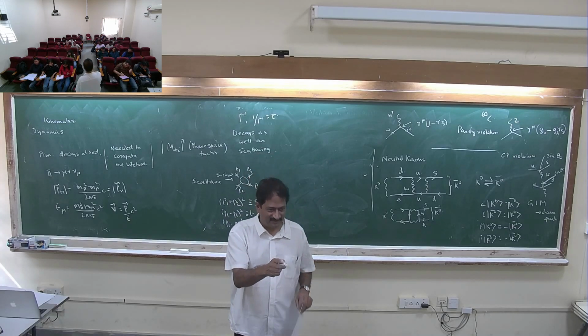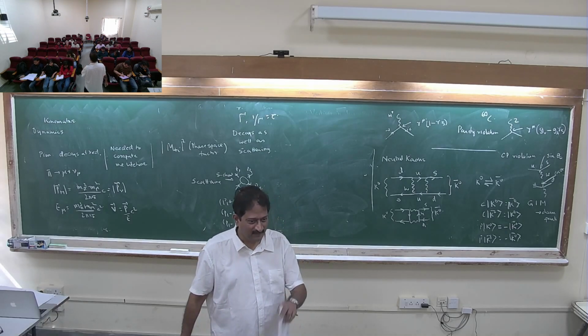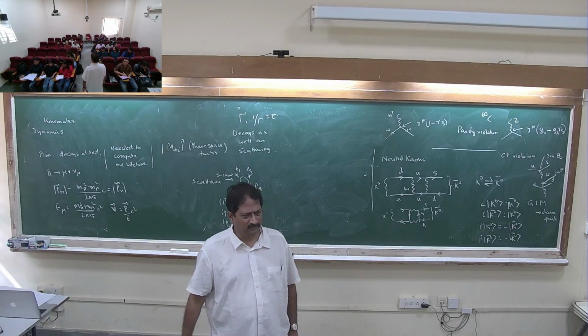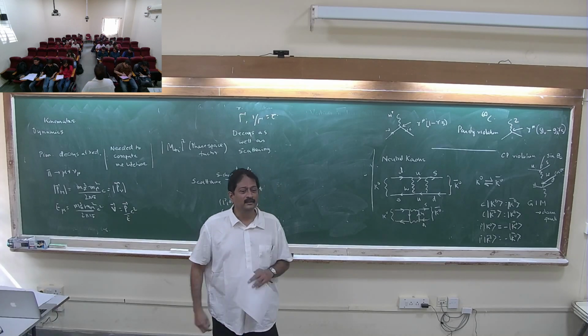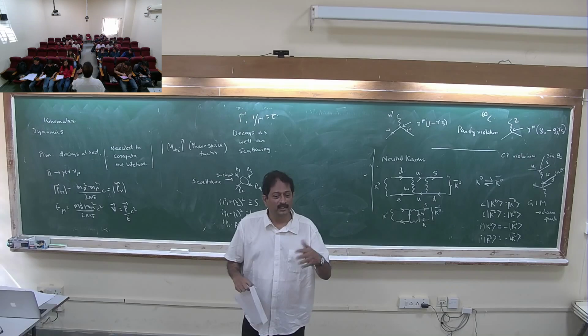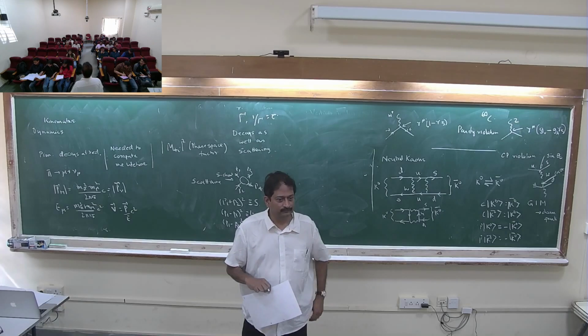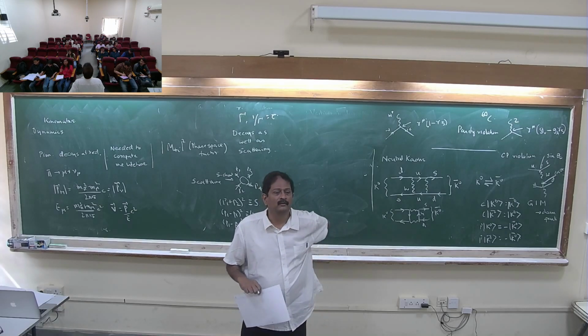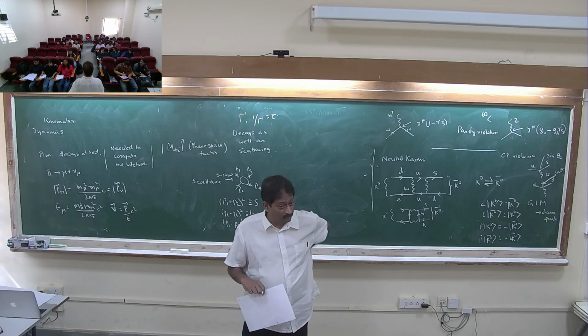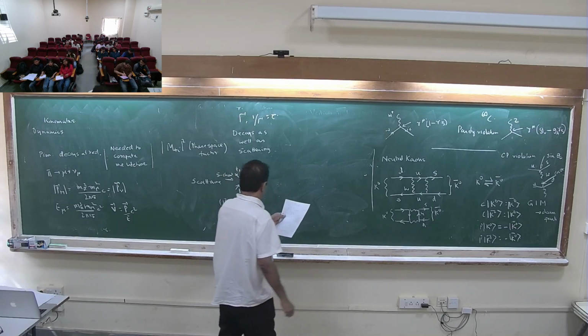Mass of the kaon. Can you tell me? Roughly 495 MeV. Mass of the pion. So how many pions in principle can a kaon decay into? Definitely 2. Any more? 3. 2 or 3. Good.